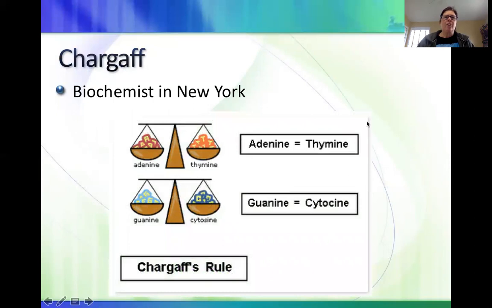So another key player is Chargaff. Now Chargaff was a chemist in New York, and what he was doing was taking DNA from different species and analyzing it. And what he found was that the percent of adenine always equaled the percent of thymine, and then the percent of guanine always equaled the percent of cytosine. And so we call these Chargaff's rules.